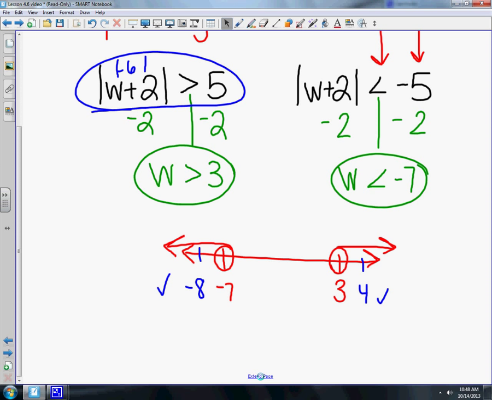So both of these work, and you're going to end up with a graph like this where you have 2 things going either in opposite directions or they could go in the same direction.